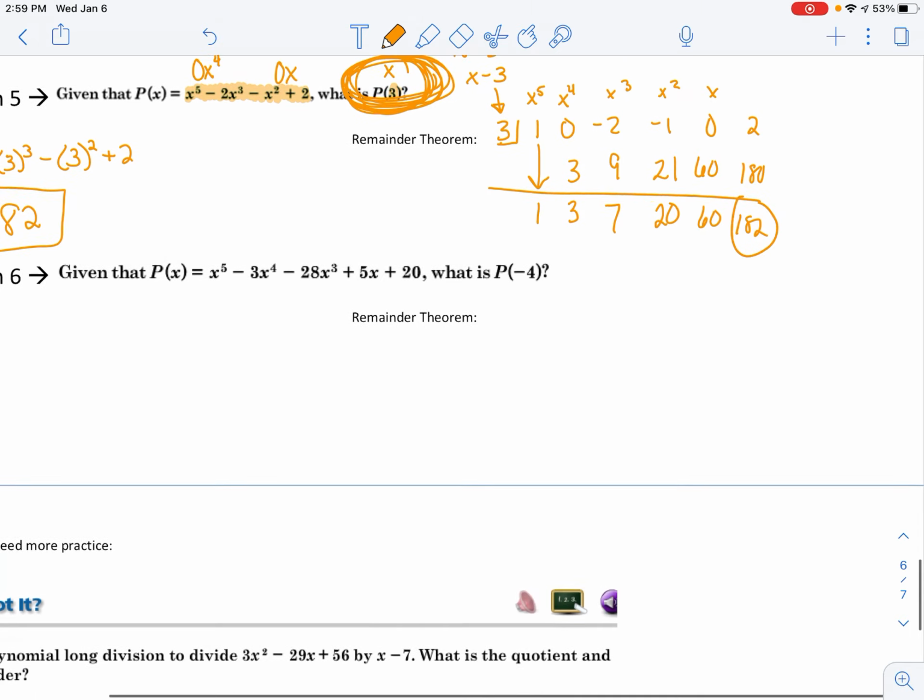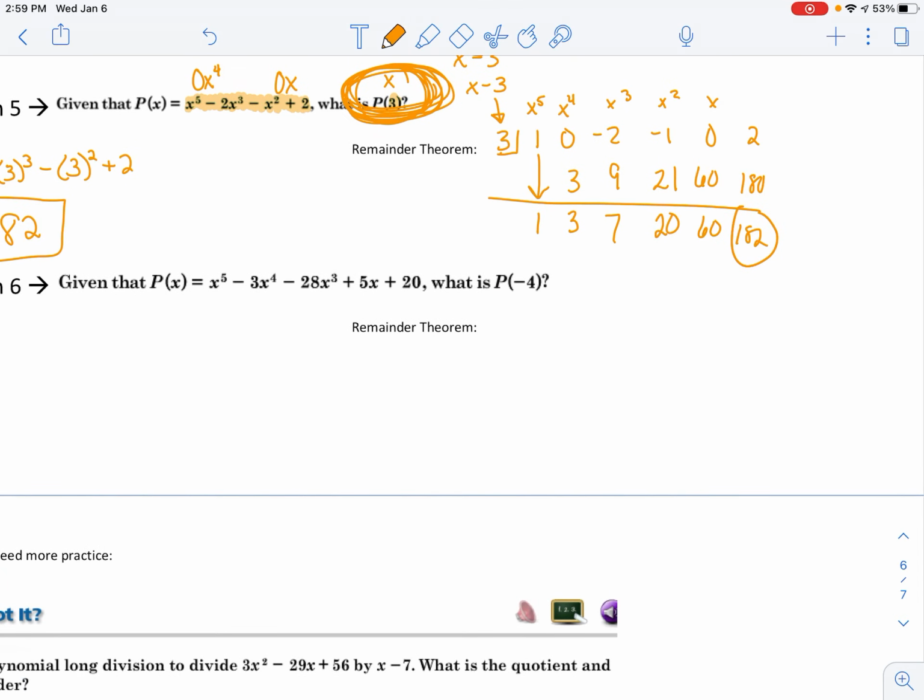Now, maybe you're like, that's a lot more work, Mrs. Langeli. Well, I don't know. I might be able to do that faster than you plugging it in. So to me, it's totally worth it to use the remainder theorem because I can multiply and add a lot better than I can in my head take things to exponents and worry about my negatives and positives with parentheses and stuff. So we can say that the polynomial, when I plug in 3, gives me 182.